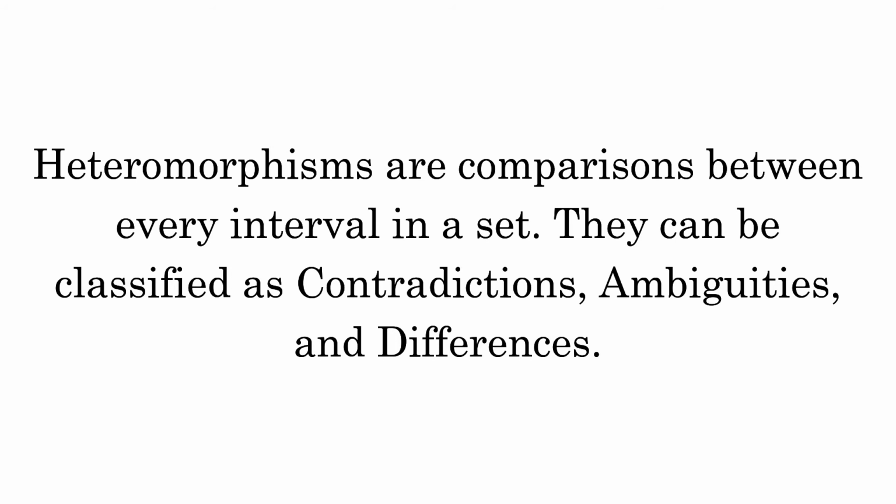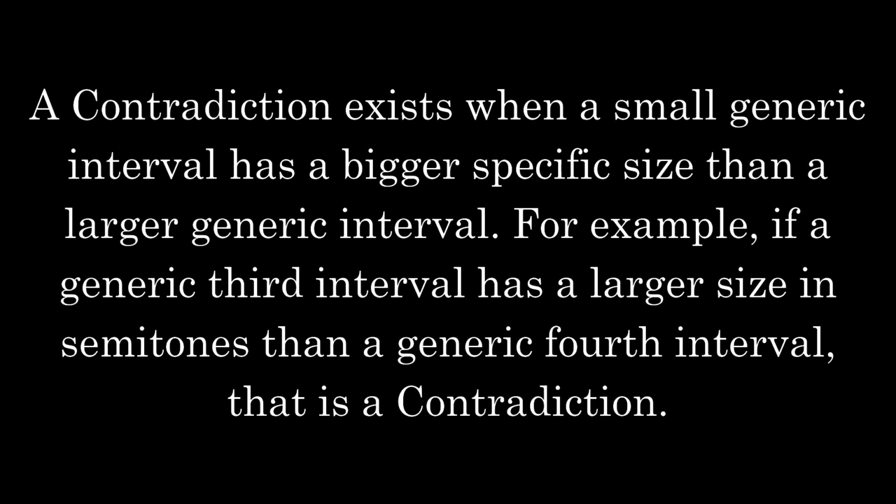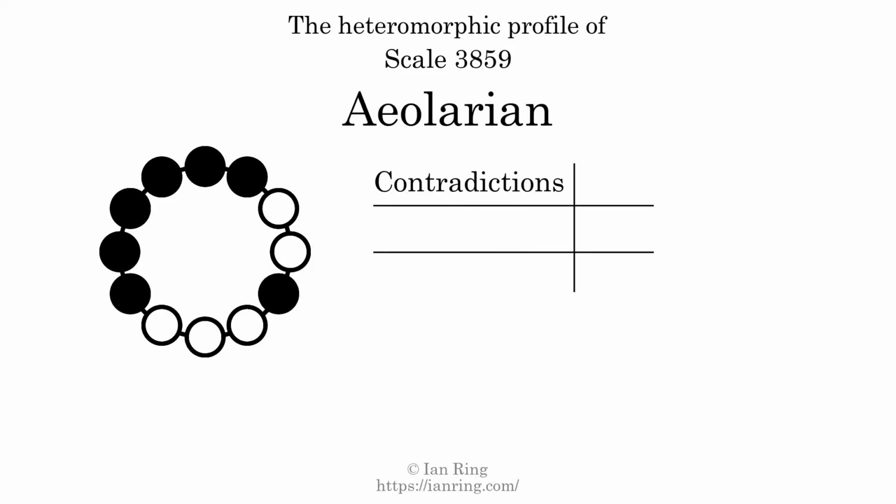Heteromorphisms are comparisons between every interval in a set. They can be classified as contradictions, ambiguities, and differences. A contradiction exists when a small generic interval has a bigger specific size than a larger generic interval. For example, if a generic third interval has a larger size in semitones than a generic fourth interval, that is a contradiction. The number of contradictions in this scale is 67.